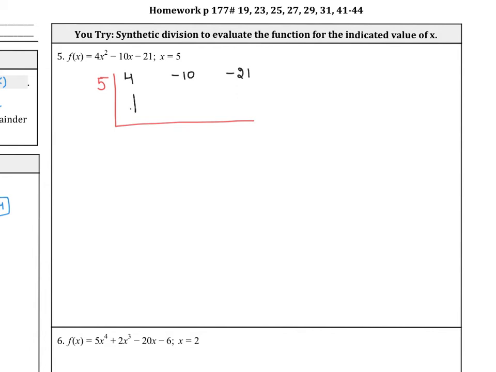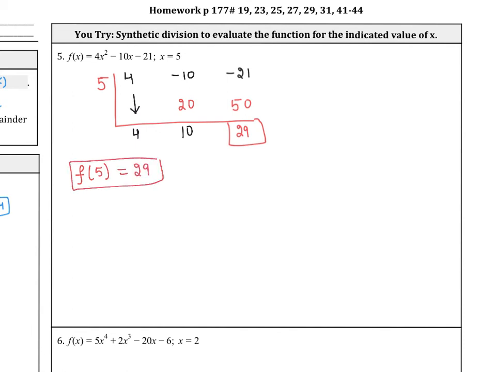Bring down the 4 as it is. You multiply it by 5 and write it underneath here. Add them together. You get 10. So 20 minus 10 is 10. 10 times 5 is 50. You write it underneath in the next one. And then the remainder is going to be 29. So f of 5 is going to be 29.